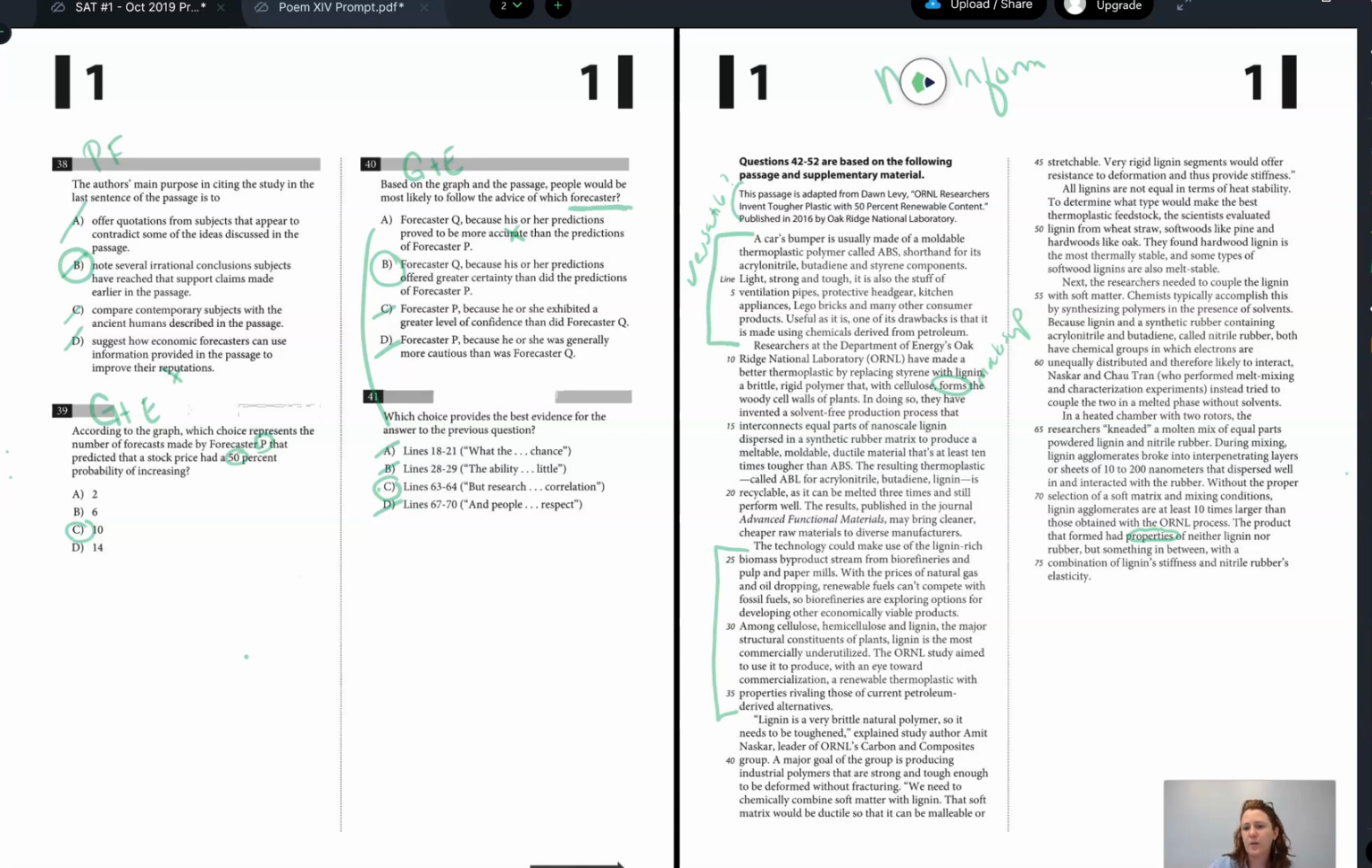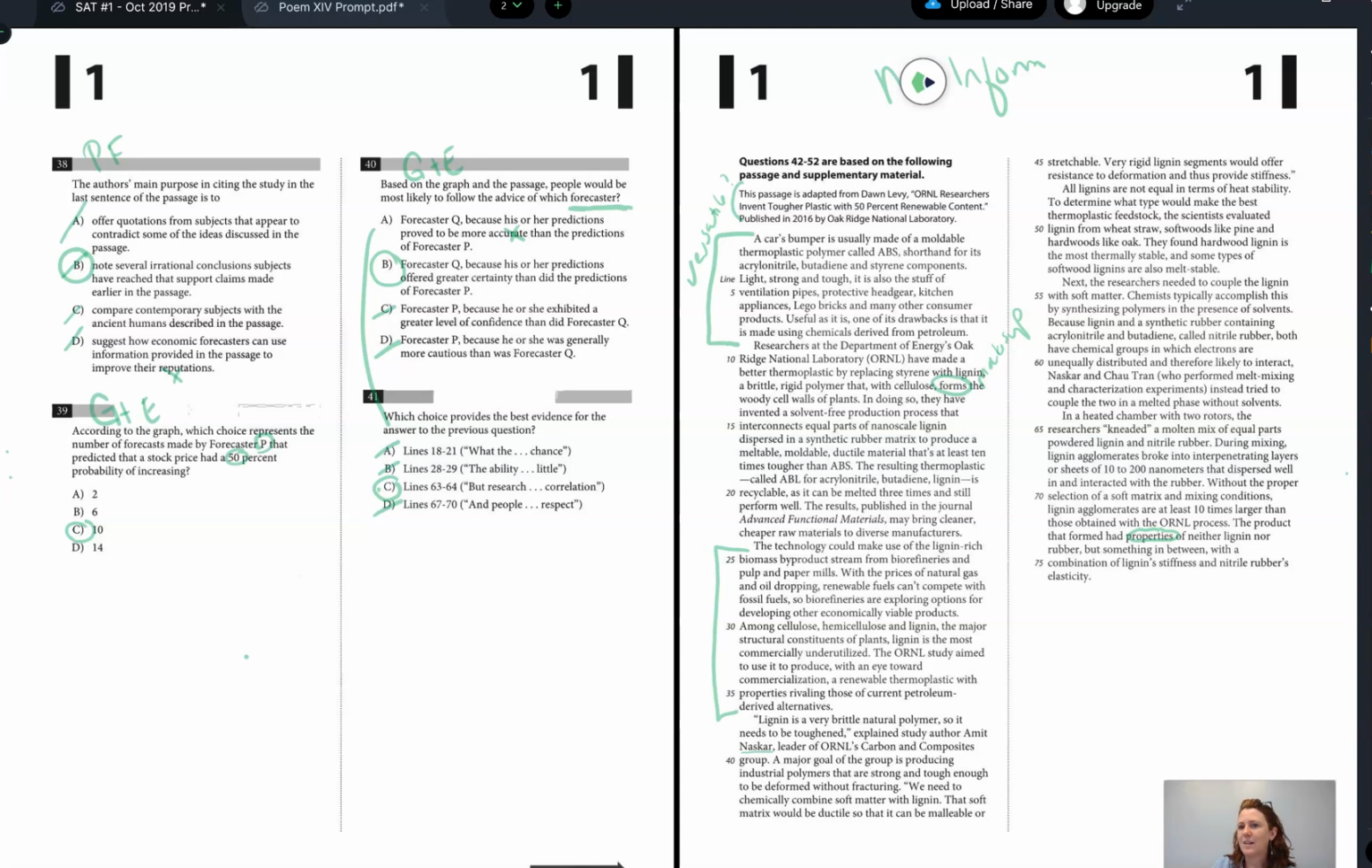Lignin is a very brittle natural polymer, so it needs to be toughened, explained study author Ammar Naskar. So that's that guy's name. So we're now learning about him. Leader of the Cornell Carbon and Composites group. A major goal of this group is producing industrial polymers that are strong and tough enough to be deformed without fracturing. We need to chemically combine soft matter with lignin. That soft matrix would be ductile so that it can be malleable, that's like shapeable, I think of Play-Doh, or stretchable. Okay, so we need to be able to do both things.